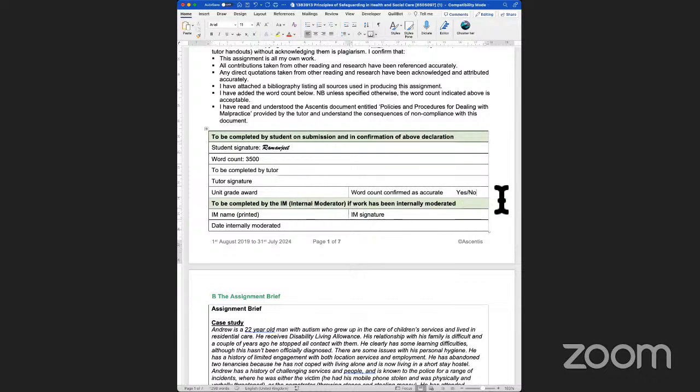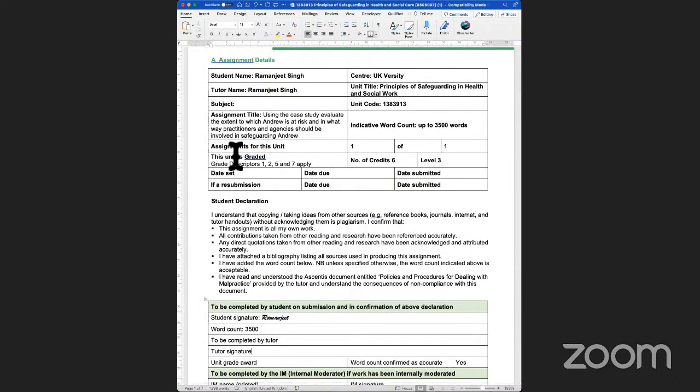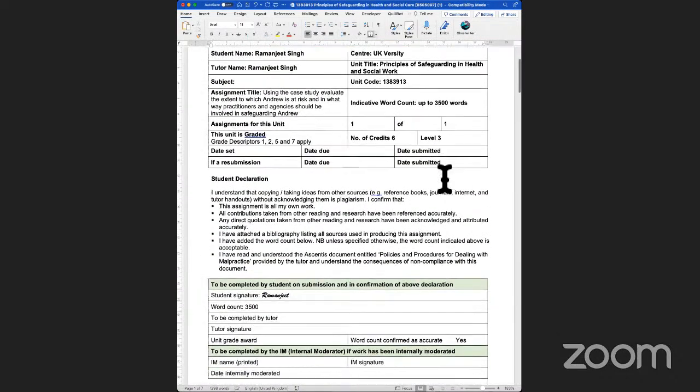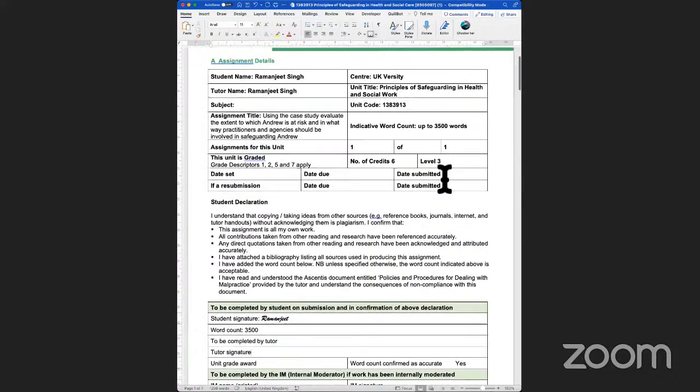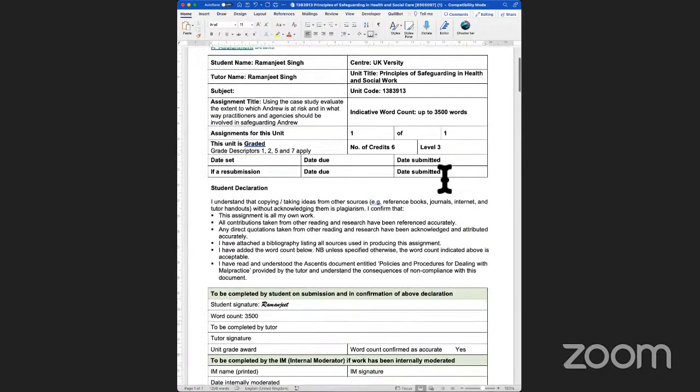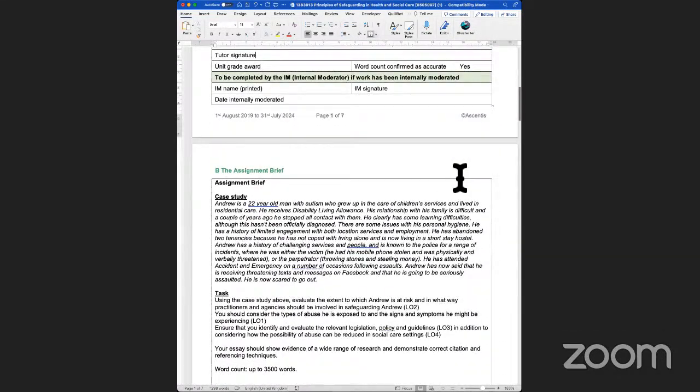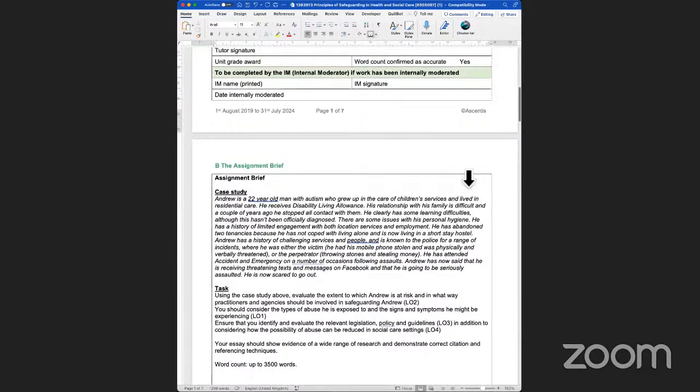Once I complete this side of things, we will look at grading this unit as well, because the unit is, as you can see, graded. This unit, I think, carries 6 credits in terms of marks. So most of you should be looking at achieving a grade of merit or distinction.